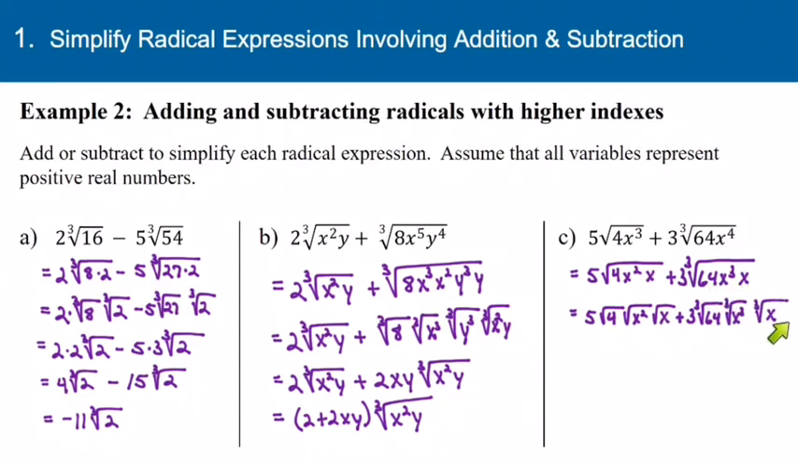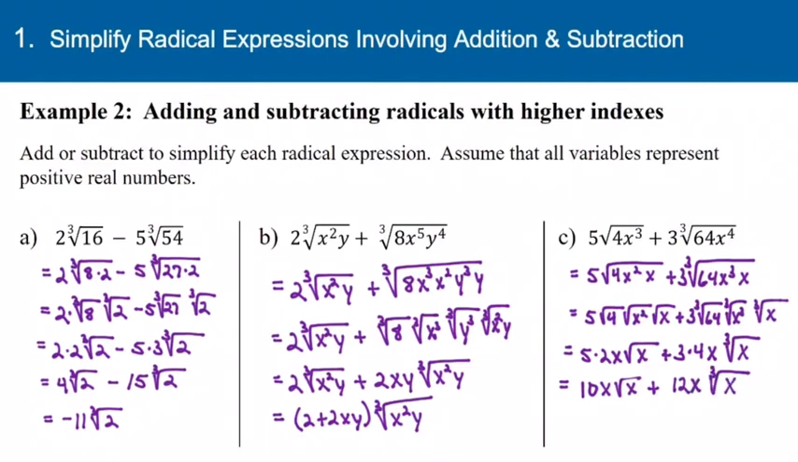And now we'll simplify each of these radicals that we can. So we'll have 5 times 2 times x times the square root of x, plus 3 times 4 times x times the cube root of x. Okay, now 5 times 2 is 10, so that's going to make 10x square root of x, and 3 times 4 is 12, so that's going to make 12x cube root of x.